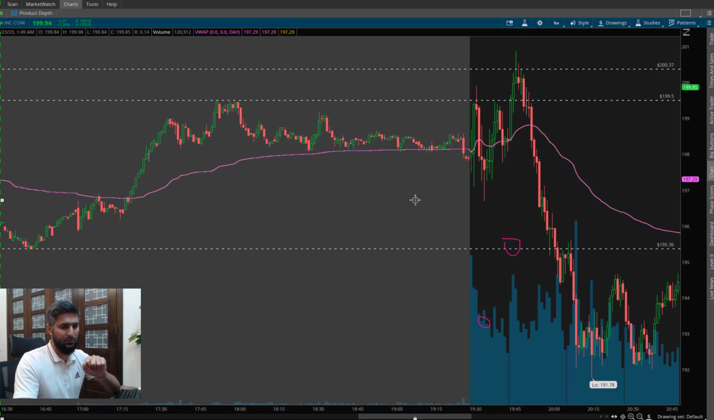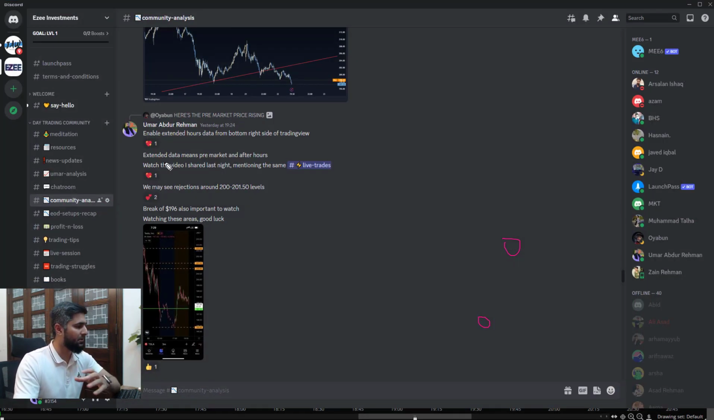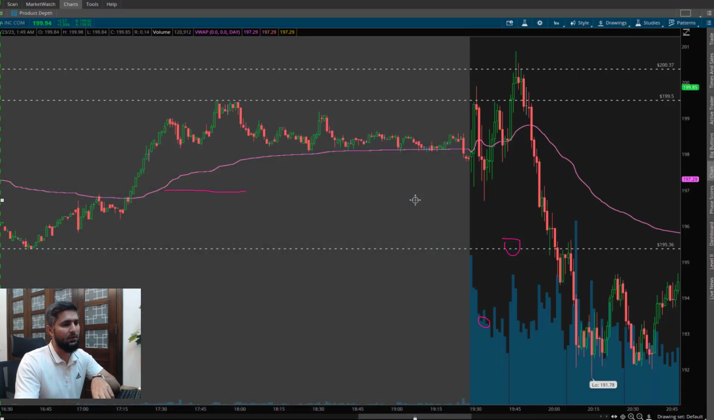One moment, let me show you my Discord. So here on my Discord, you guys can see I have told the guys to actually look for rejections around the 200 to 201.50 level, which actually happened here. So right here you guys can see Tesla almost tested the 201 mark, right?